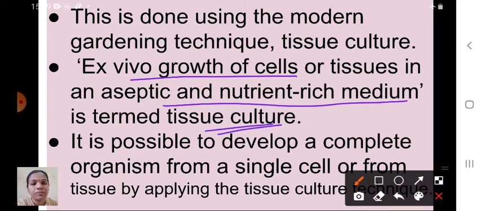Tissue culture. So it's possible to develop a complete organism from a single cell or from tissue. So that complete organism we will get from a single cell or a group of tissue by applying the tissue culture technique. Tissue culture technique means that the tissue is separated from the parent and cultivated in a laboratory with some specific medium. From the tissue we will get a new plant or animal.